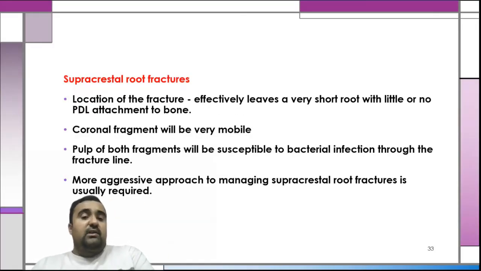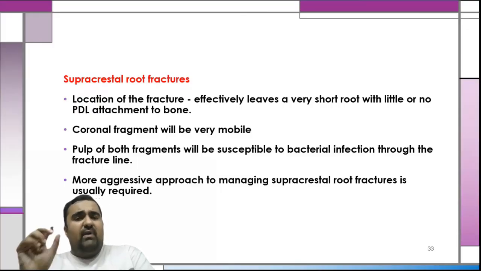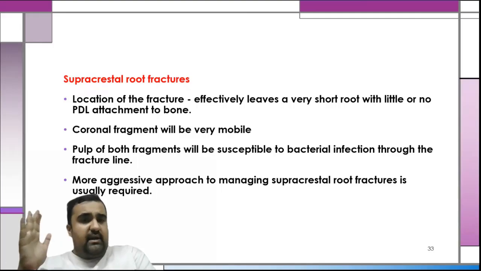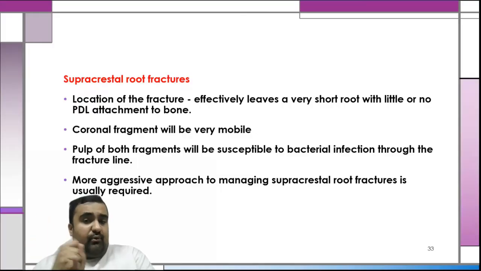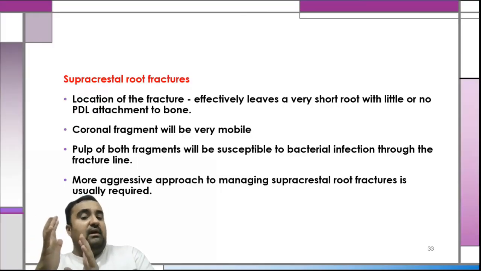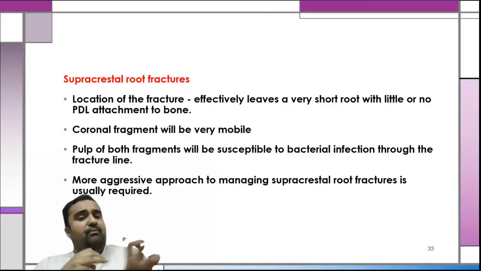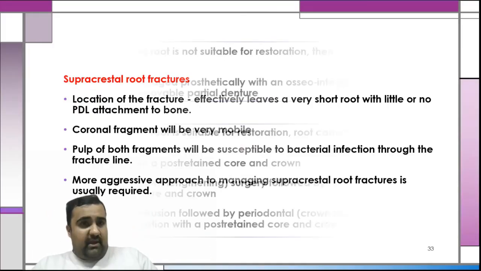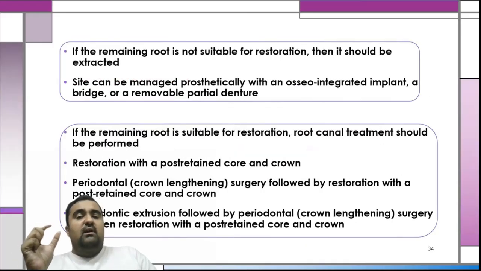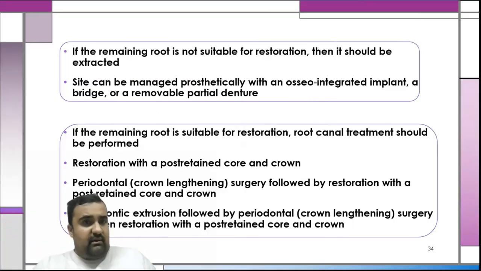Coming over to supracrestal root fractures. The location of these fractures leaves a very short root with little or no attachment to the bone at all. The coronal fragment will be very mobile. A more aggressive approach to managing supracrestal root fractures is usually required because the pulp of both the fragments will be susceptible to bacterial ingression through the fracture line. So if the remaining root is not suitable for restoration, then it should be extracted. The site can be managed prosthetically with an osseointegrated implant.